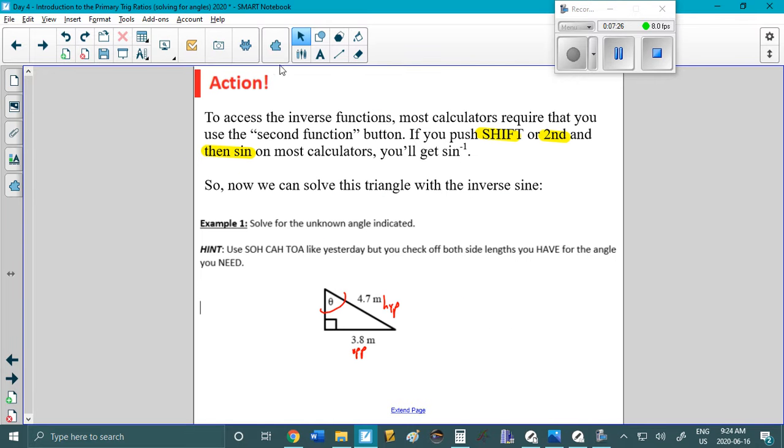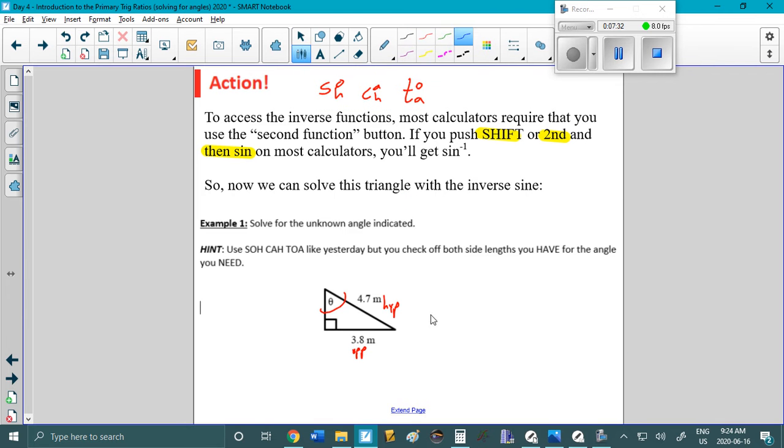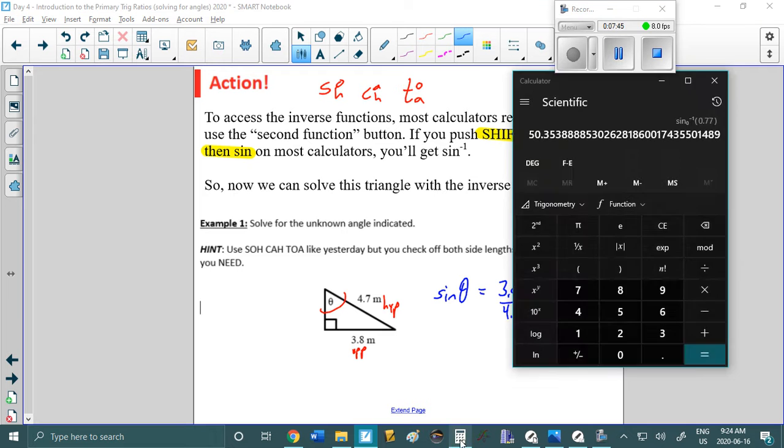Sometimes this program doesn't like the copy and paste, but I got it this time. Okay, so O and H is sine again. So sine of the angle, in this case I don't know it, equals the opposite over the hypotenuse. And if you don't know what I'm doing, make sure you watch lesson 7.3. Now I go to the calculator.